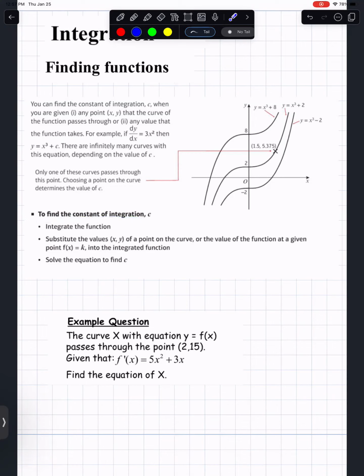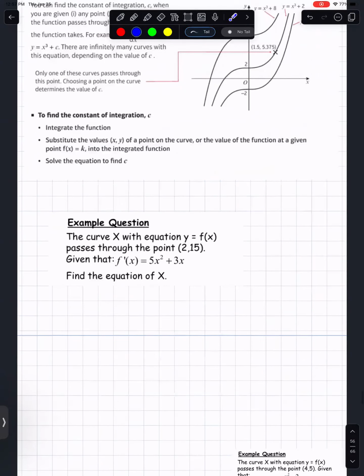The first thing you do there is to integrate the function. First step, integrate your function. Then after you have integrated your function, you substitute the values x, y of the point on the curve, or the value of the function at the given point, f(x) equals k, into the integrated function. Then you can go ahead and solve the equation to find your c. So this is what we'll be doing to find the function using integration.